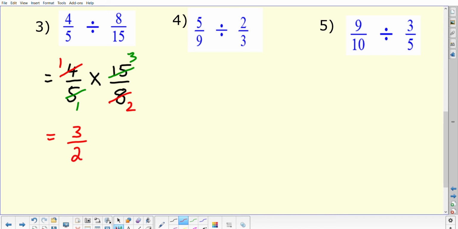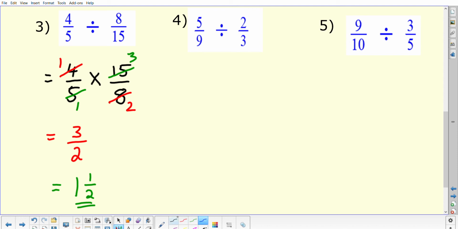That's an improper fraction. I would be looking for you to change that into a mixed number. So we do 2 into 3 to give us the whole number part, which goes once, and we've got a remainder of 1 left over. So 3 halves is the same thing as 1 and a half.